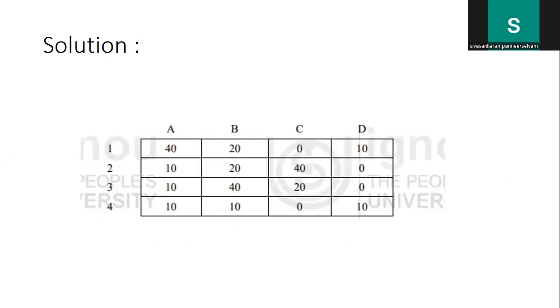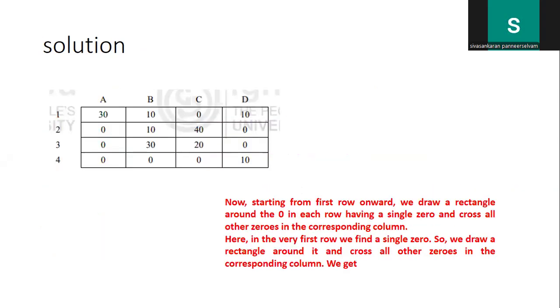At column D, again 0 is the minimum value. So subtract 0 from the remaining numbers: 10 minus 0, 10, 0 minus 0, 0, 0 minus 0, 0, 10 minus 0, 10. So the last column also we will get the same values. So now what we have done, just by selecting the row and column, we found the minimum value from each row and each column. And in turn, we have subtracted the row and the column.